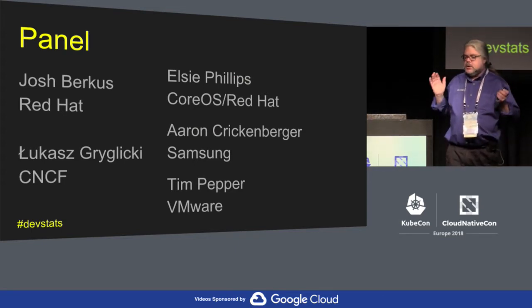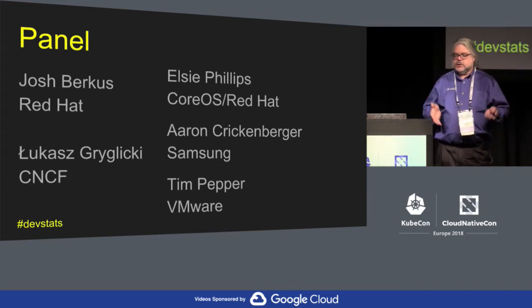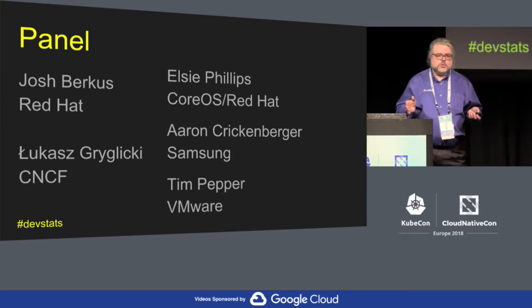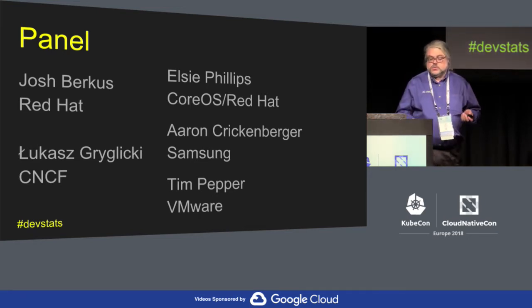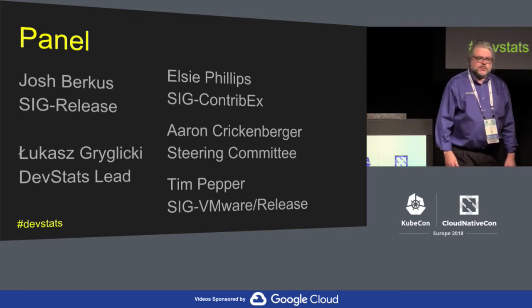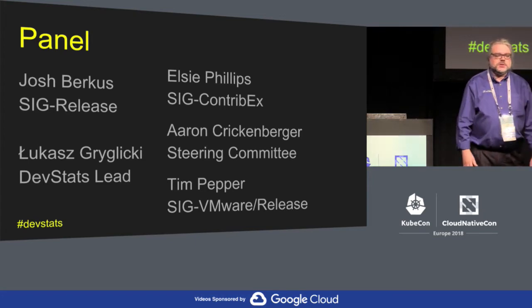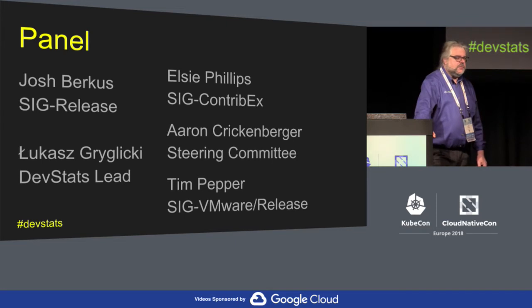I'm Josh Berkus. Lucas is here, who's the lead developer in DevStats, and we have Elsie Phillips and Aaron Krickenberger and Tim Pepper, who are going to be showing you different charts and graphs that they use. Perhaps more importantly than people's company affiliations is their SIG affiliations, because that's the whole reason why we need these charts, in order to answer questions that the various SIGs and other groups have.